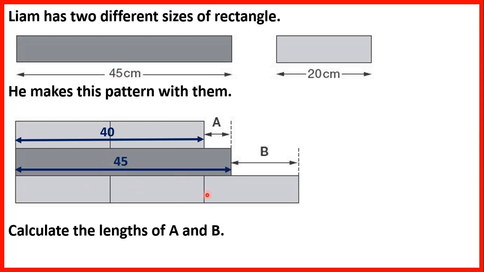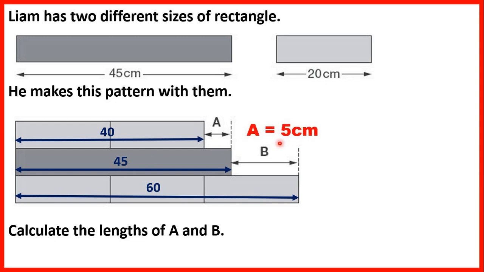And on his bottom row, Liam has 3 of the 20 centimetre rectangles. So that's 60 centimetres altogether, because 3 times 20, or 20 plus 20 plus 20, is 60. So now that we know the lengths that he's made, we can calculate the lengths of A and B. We can see that A is the difference between 40 and 45. So A must be 5 centimetres, because 40 centimetres plus 5 centimetres makes something the same length as 45 centimetres.